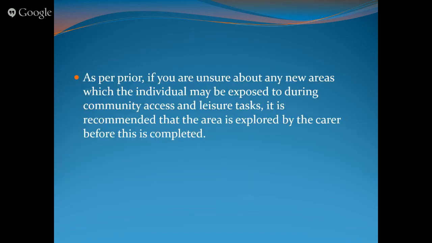As per prior, if you're unsure about any new areas which the individual may be exposed to during community access and leisure tasks, it's recommended that the area is explored by the carer before this is completed. This obviously includes the use of the bus and train stations. Check the interchanges particularly to ensure that they are disability friendly. Have a look. Does it require a platform change, or does a road need to be crossed if you're changing buses? What's the distance between these? Is the person able to cross the road in time? Is there anywhere to sit and wait for the train and bus?